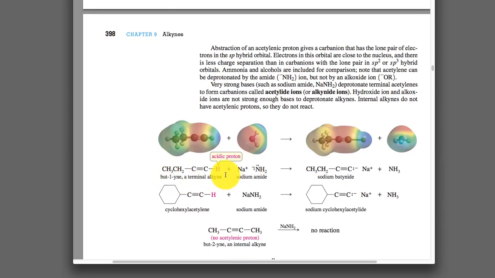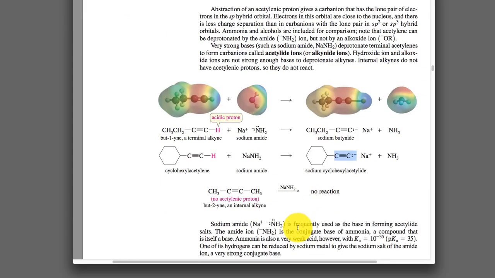So here's a terminal alkyne, there's the acetylenic proton, and it gets dislodged and the amide group comes in, and then you get this ionic bond right here. Again, the sodium goes away, we don't care about that. The byproduct is ammonia, we don't care about that. What we care about is the fact that we have this very electron-rich species attached to whatever R group we want it to be. Here we have no acetylenic protons. They therefore will not react with the sodium amide.